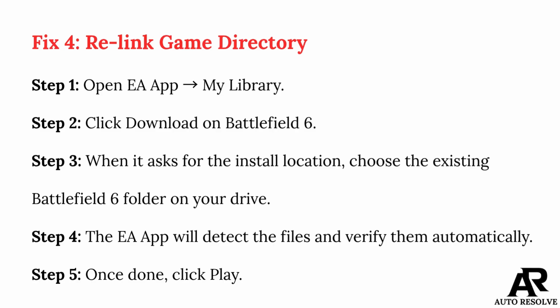Fix 4. Relink game directory. Step 1. Open EA app, My Library. Step 2. Click Download on Battlefield 6. Step 3. When it asks for the install location, choose the existing Battlefield 6 folder on your drive. Step 4. The EA app will detect the files and verify them automatically. Step 5. Once done, click Play.